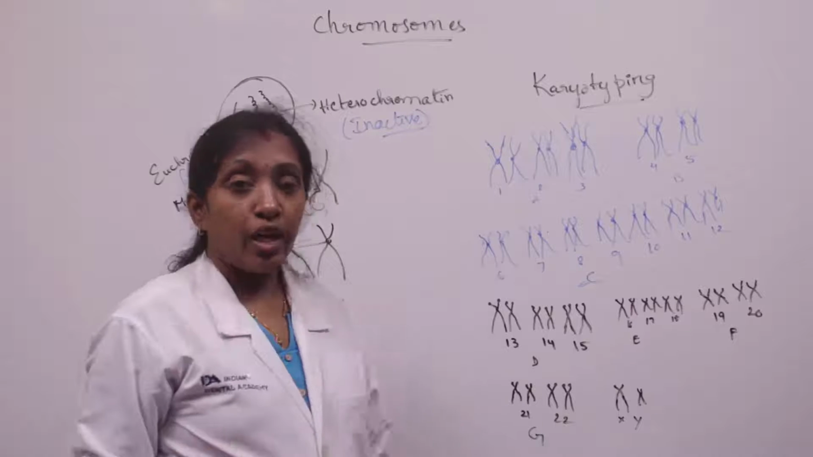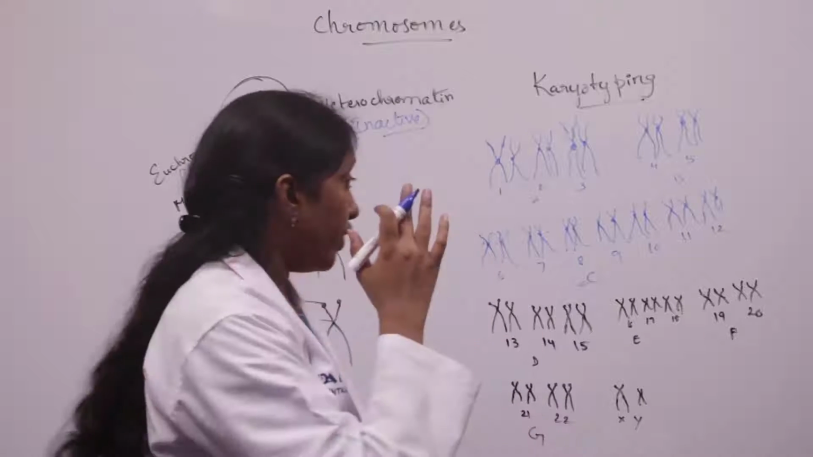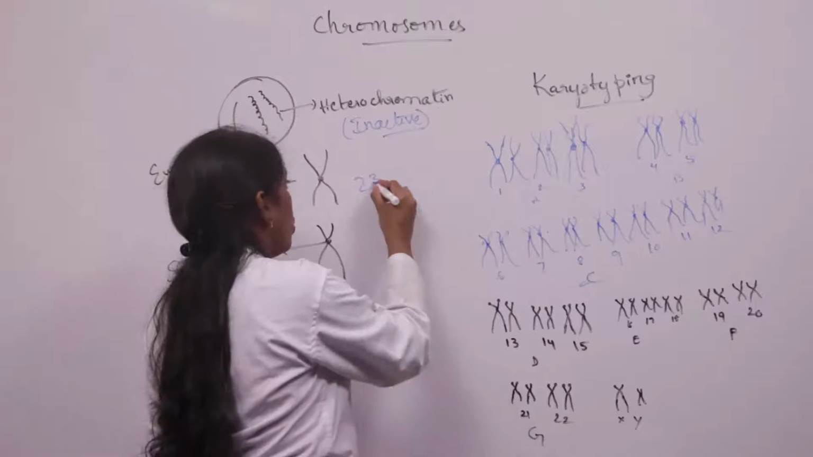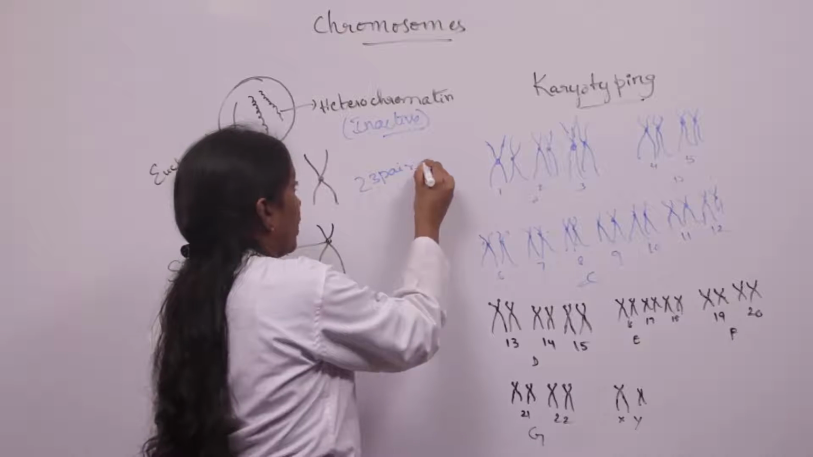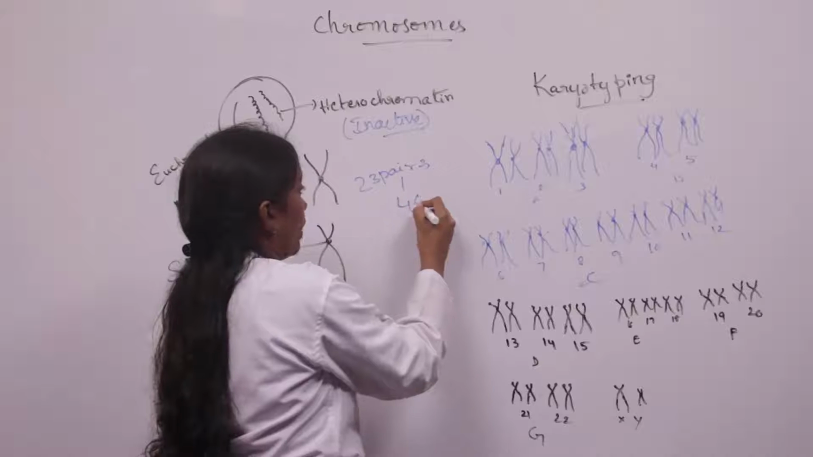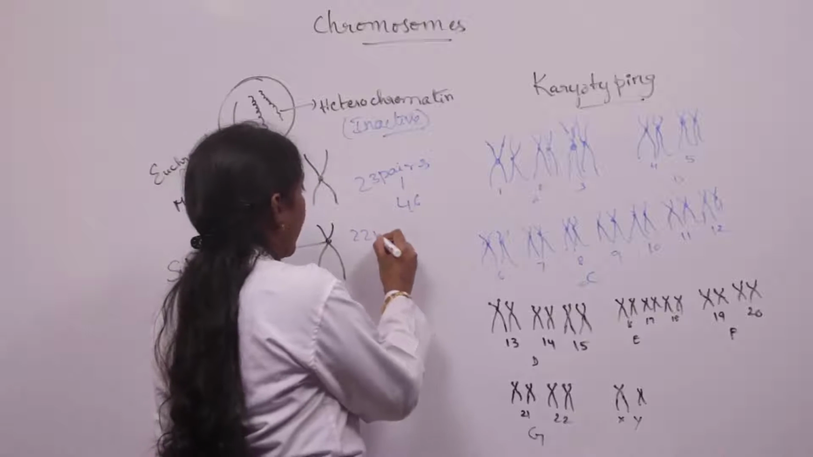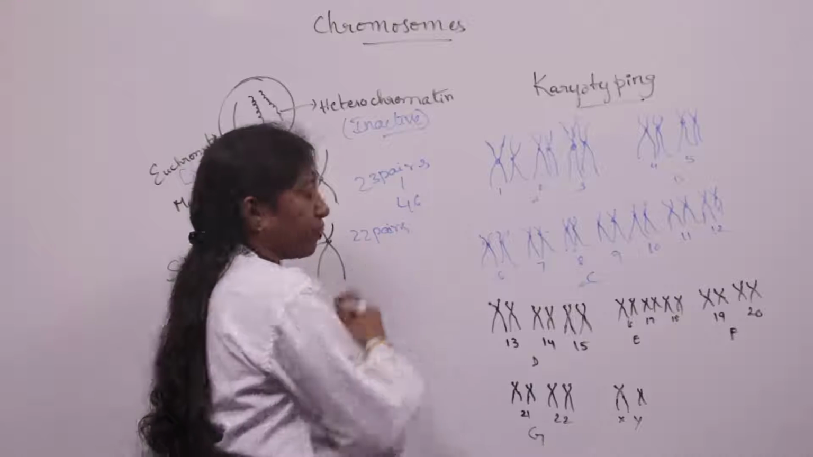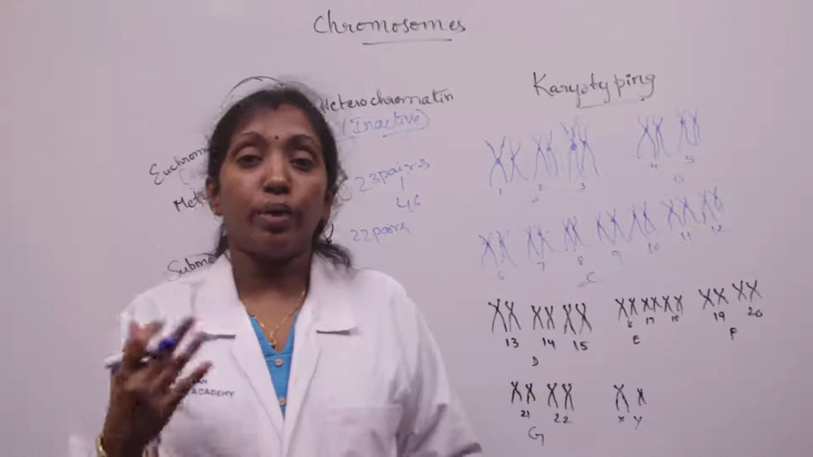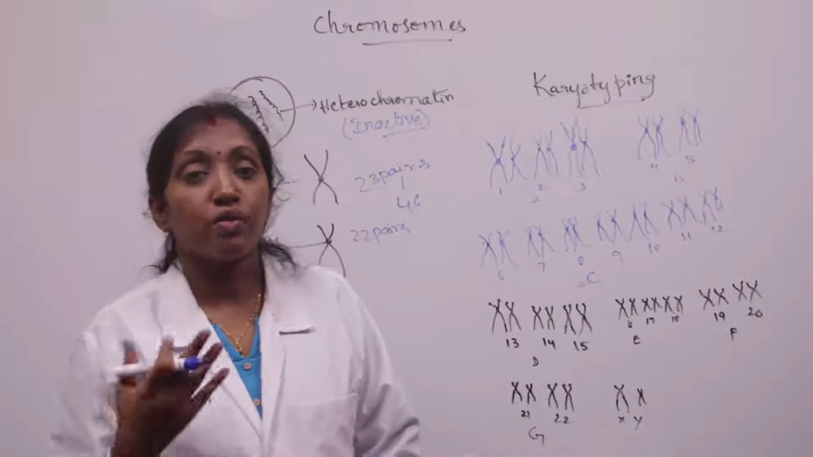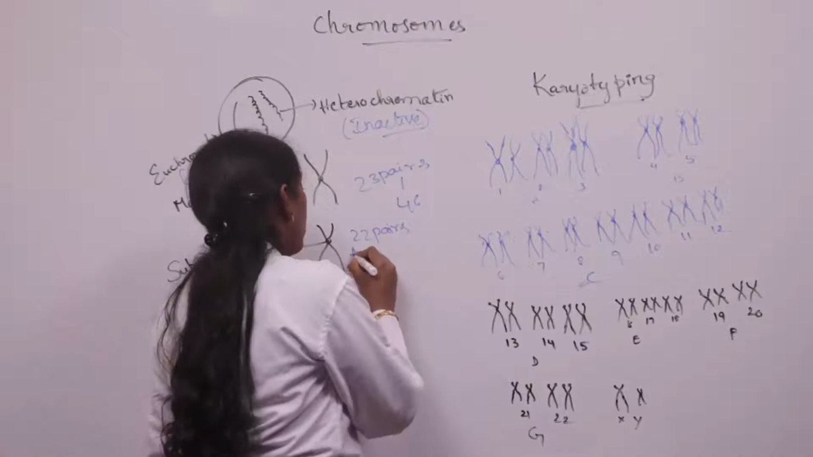Usually the human body consists of 23 pairs of chromosomes, meaning 46 chromosomes. Out of these 46 chromosomes, 22 pairs are autosomes. They help in the growth of the tissues of the body.